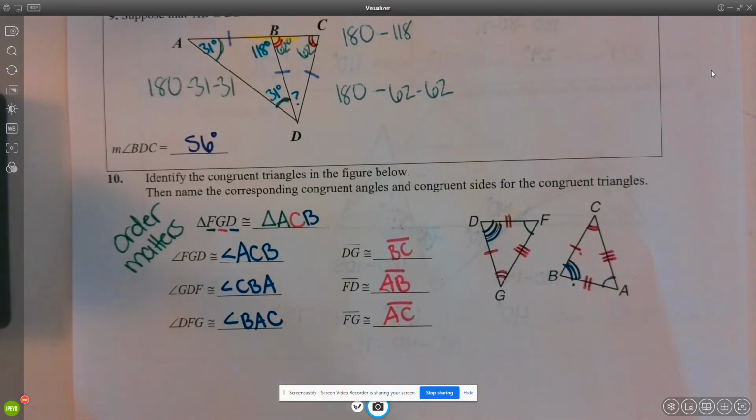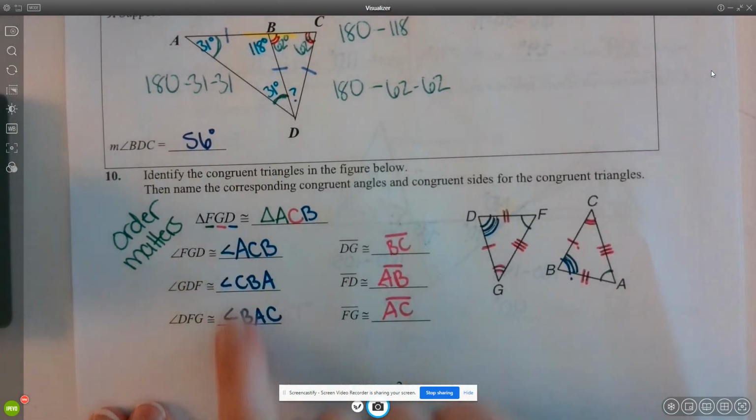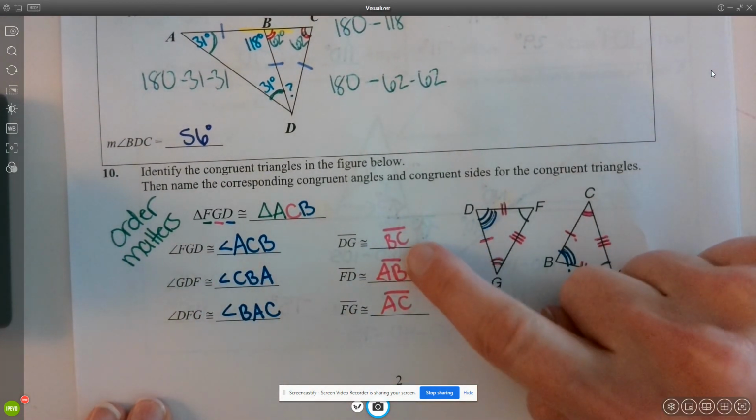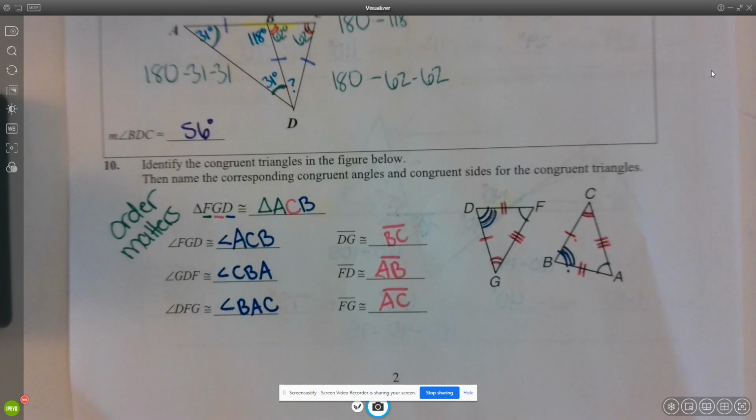Just a side note, do not forget your angle symbols when you are naming angles and your line segment symbols when you are naming line segments.